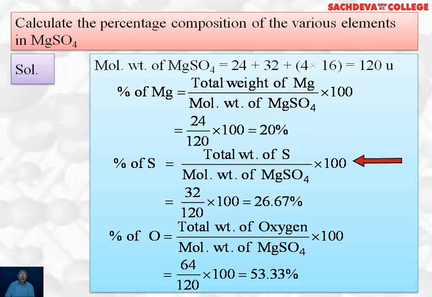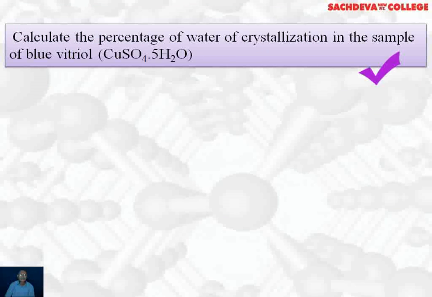Percentage of sulfur is equal to total weight of sulfur divided by molecular weight of MgSO4 into 100. 32 by 120 into 100 equals 26.67%. Percentage of oxygen is equal to total weight of oxygen divided by molecular weight of MgSO4 into 100. 64 divided by 120 into 100 is equal to 53.33%.